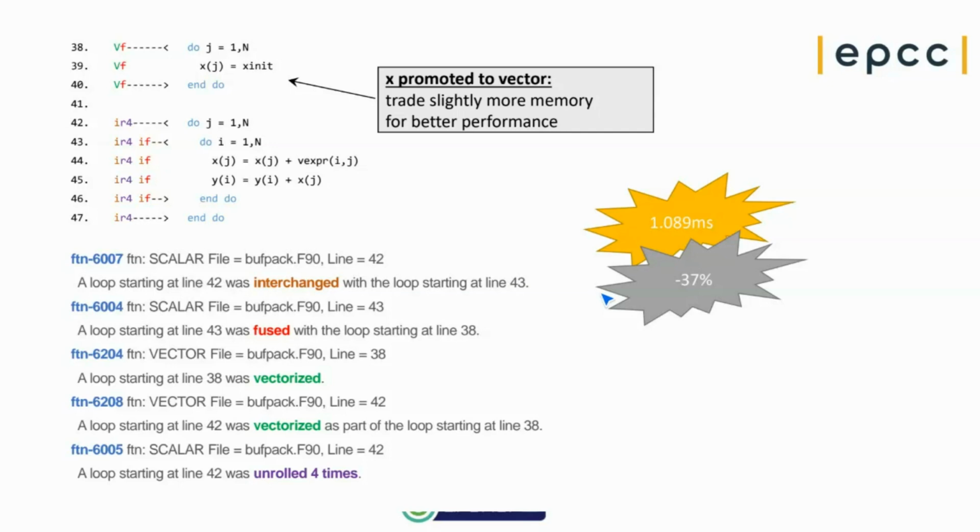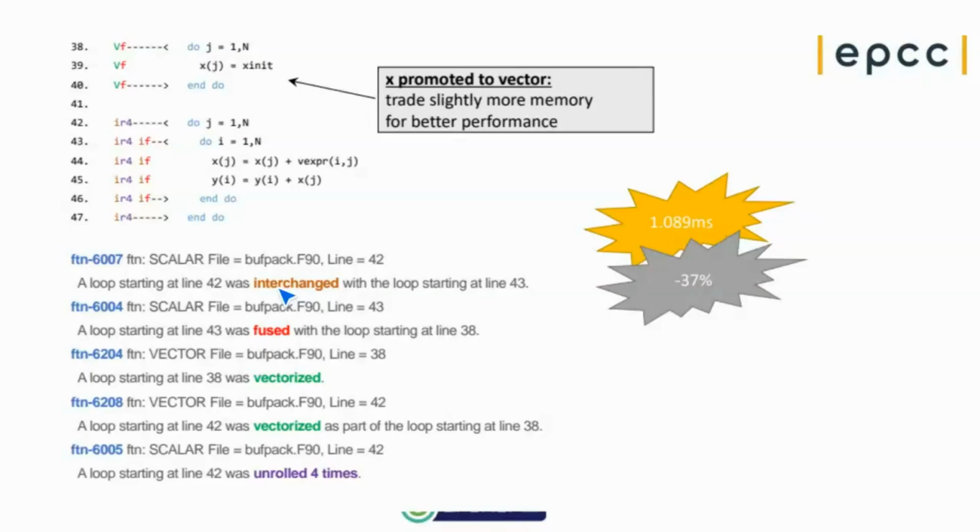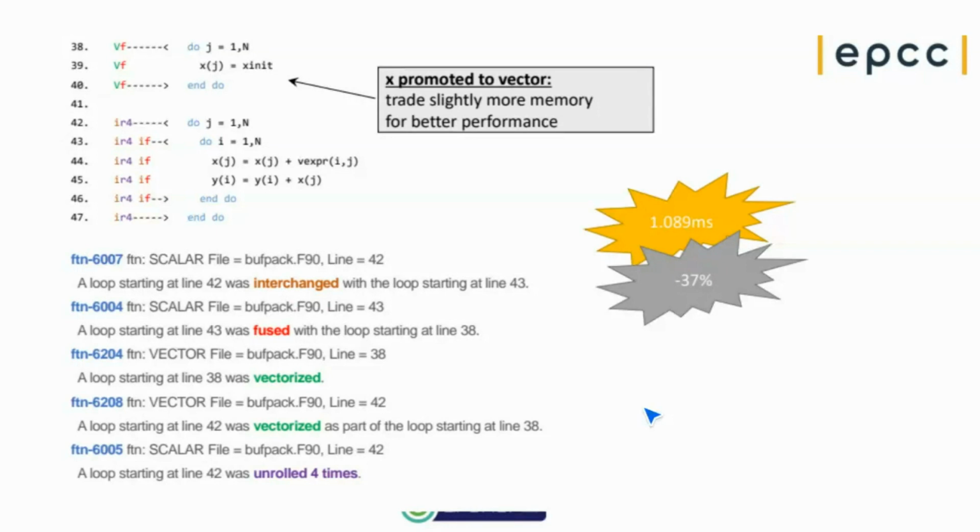And then if we do the promotion of x from a scalar to a vector explicitly, it tells you what it's up to. Okay, so it's actually done a reasonable amount here. It's done some interchanging, and it's also fused the two loop nests together and then vectorized both of them as well as doing the unrolling. So this tells you that it was successful, and it goes a bit faster. It's 37% faster.